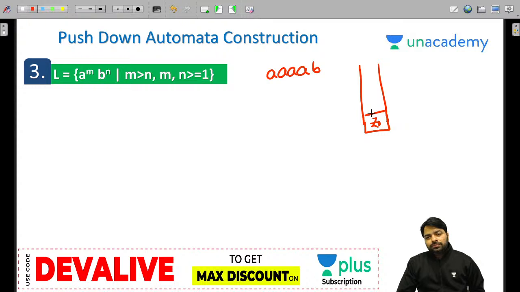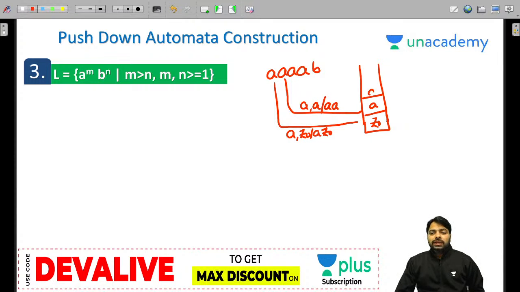Initially Z0. So this combination is A, Z0. What you want to do? Push. So we keep A onto the stack. And when you look at this combination, A, A, push. So another A happens here. Now same job, push. Same job, push. But when you see the B, A, we pop it.